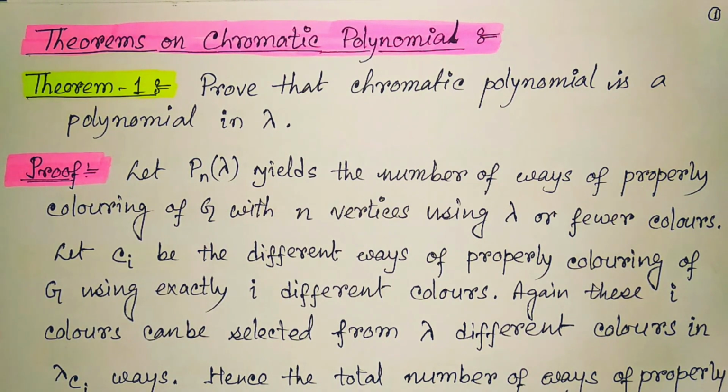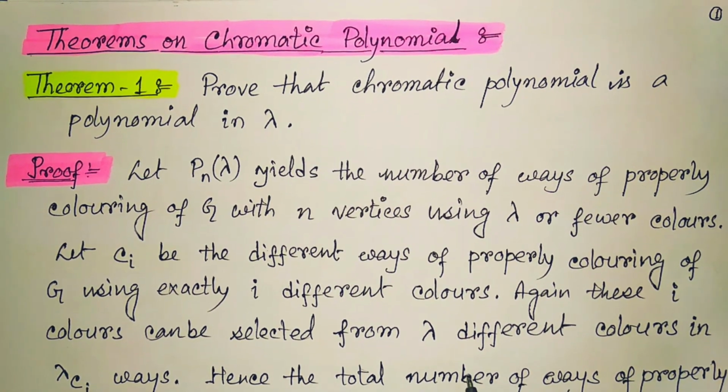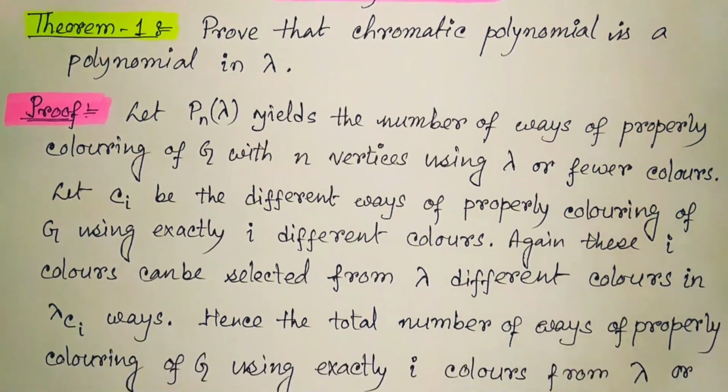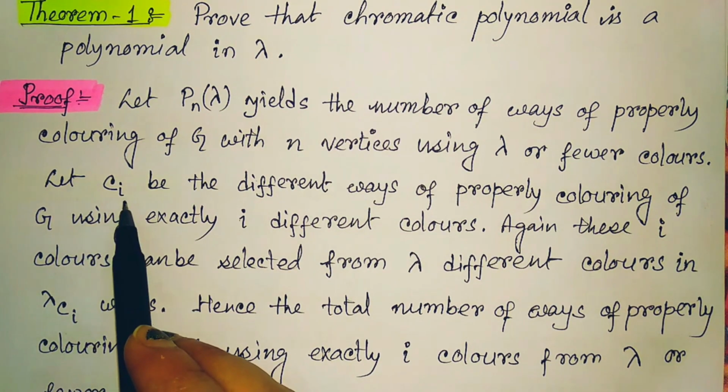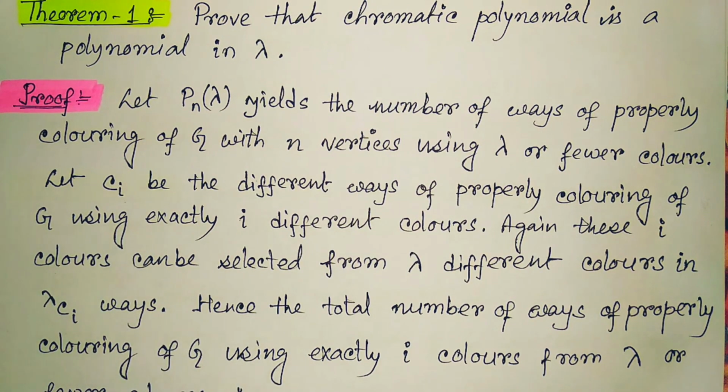Now if i colors are selected from lambda different colors, then there are definitely lambda C i ways. Out of lambda, if i colors are taken, then the number of different ways of choosing such i colors is lambda C i. And using these i colors, if we color the graph properly, this coloring can be done in Ci different ways. So the total number of ways of coloring a graph using i colors is Ci into lambda C i ways.